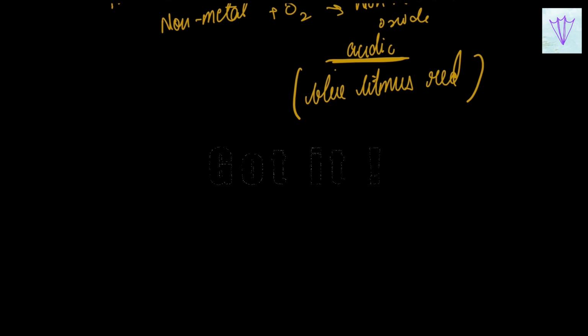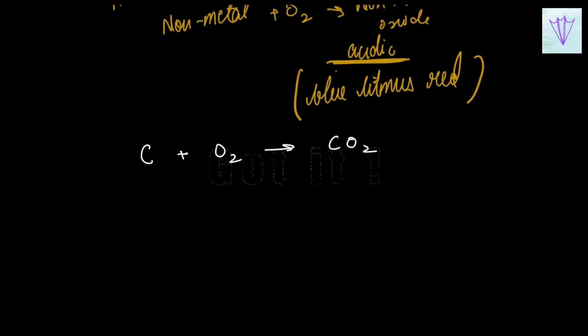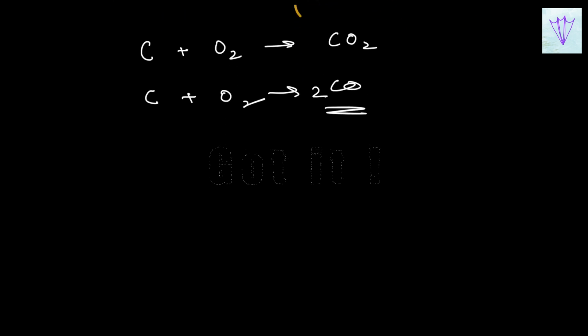Some of the examples are carbon plus oxygen will give rise to CO2. But if there is not sufficient oxygen, then carbon will react to form carbon monoxide. CO will not form an acid or a base in water. The next reaction is the reaction of phosphorus with oxygen, which will form phosphorus pentoxide, which is an acidic oxide.